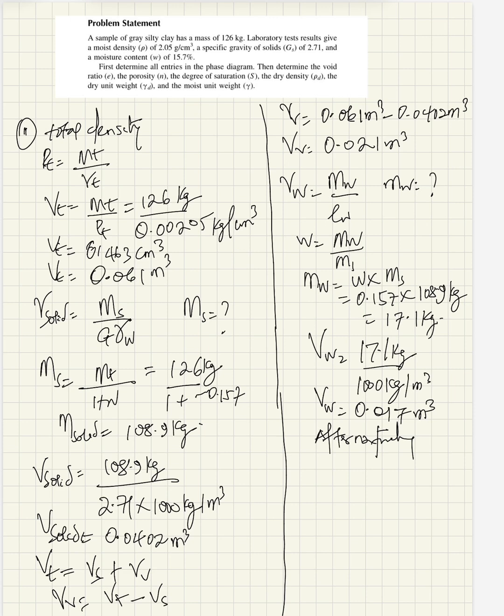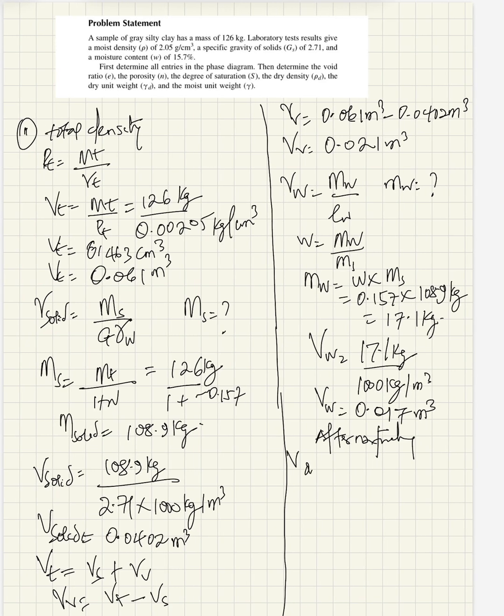We can obtain it using a different approach, by knowing the volume of void and volume of air. So let's find volume of air first. So volume of air, how do you obtain the volume of air?